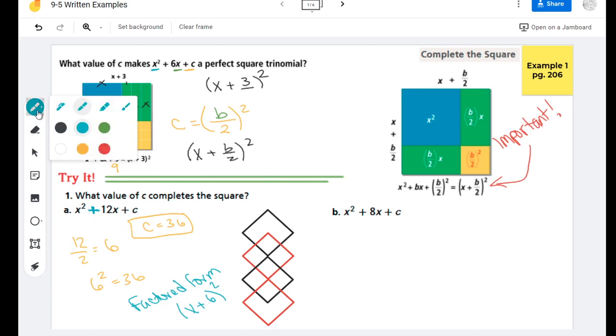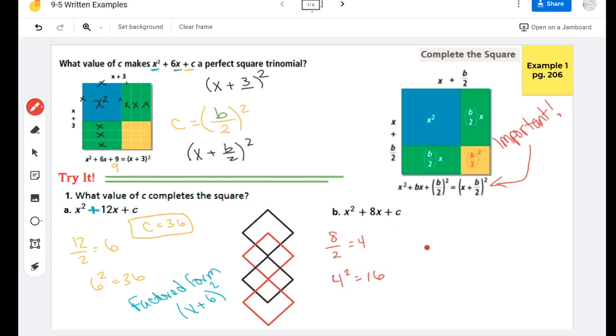Let's try it just one more time with our try it. I'm going to start by taking my b value and dividing it by 2, and then you square that. So my c value is 16. This just wants the c value, but I want to give you the factored form. I would put x plus, because of the plus here, 8 divided by 2 is 4 squared.